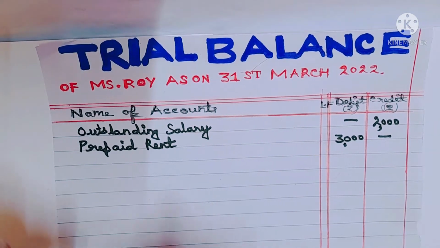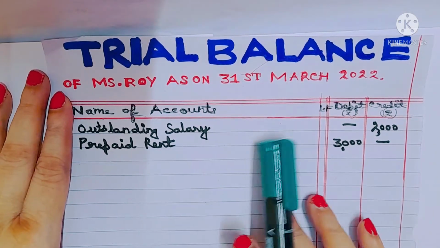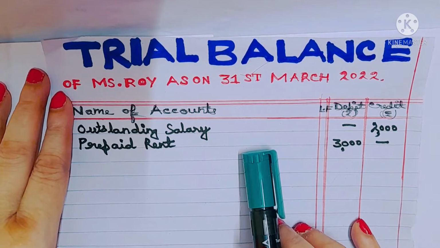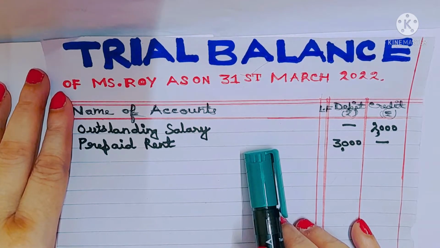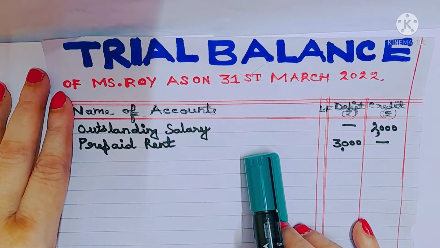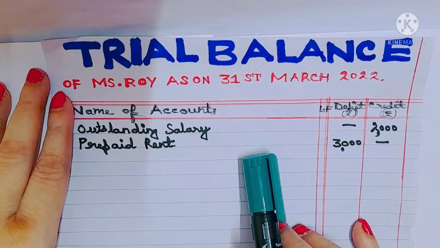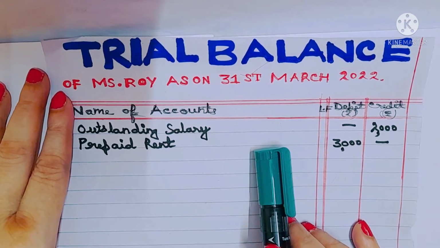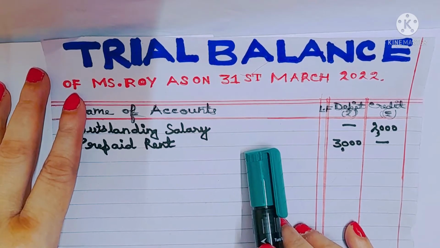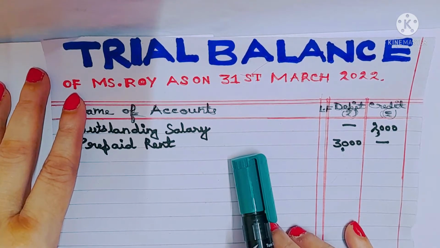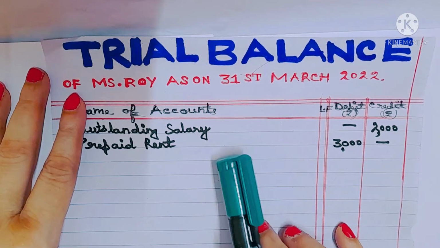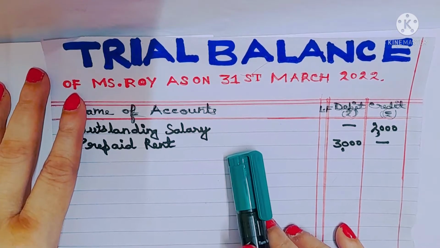What is prepaid rent? Prepaid rent is an expense which has been paid in advance and related benefits are not yet consumed or used within the same accounting period. Its benefit will be received during the next accounting period. Understood? Prepaid rent is related to the next year but has been paid during the current year in advance. Okay, the benefit of prepaid rent will be received during the next accounting year.